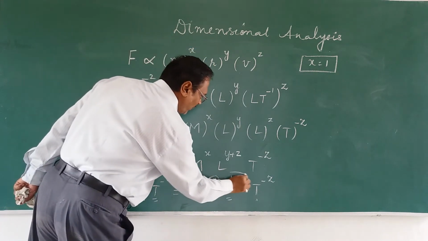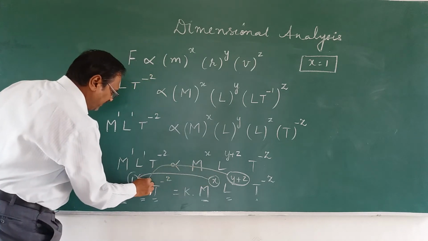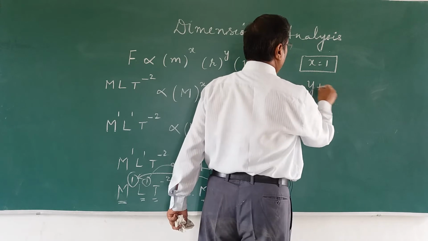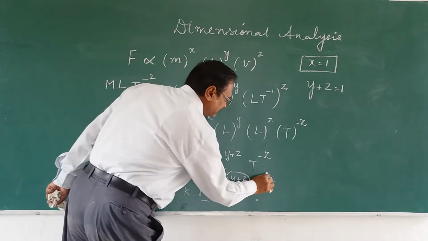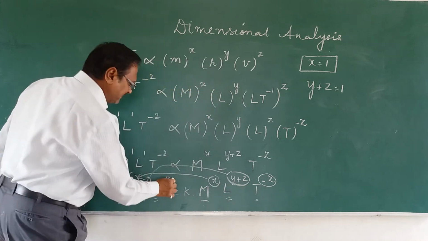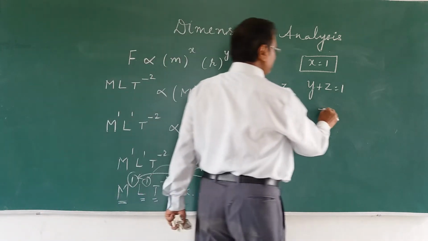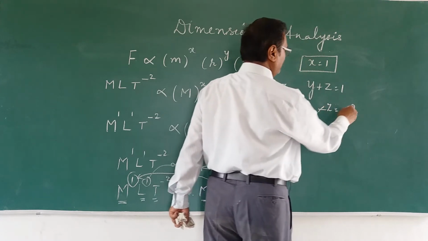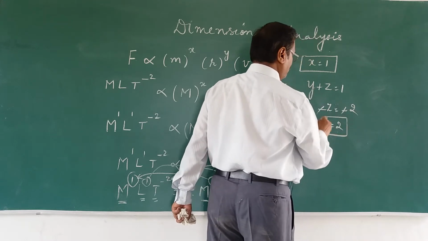Now next, y plus z. Y plus z is equal to again 1. Okay, so y plus z is equal to 1, right? The last one is minus z is equal to minus 2. Okay, minus z is equal to minus 2. Fine, minus minus goes, I get z is equal to 2. Put it in a box now.